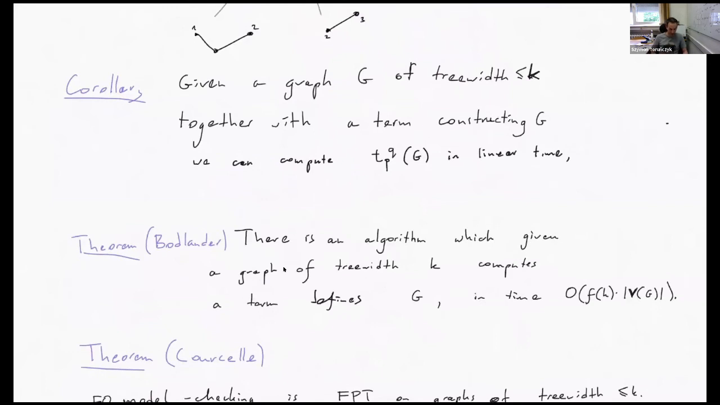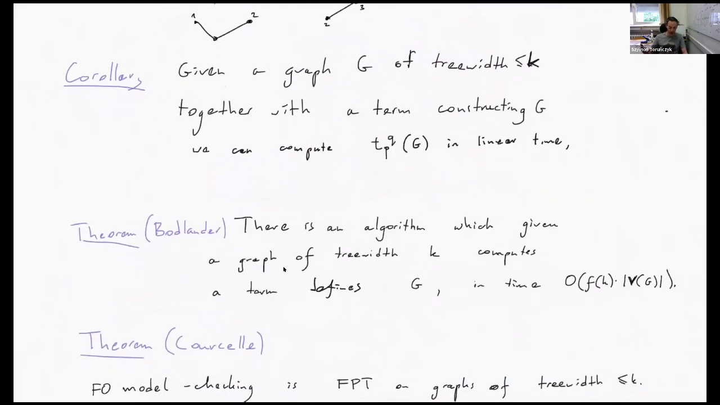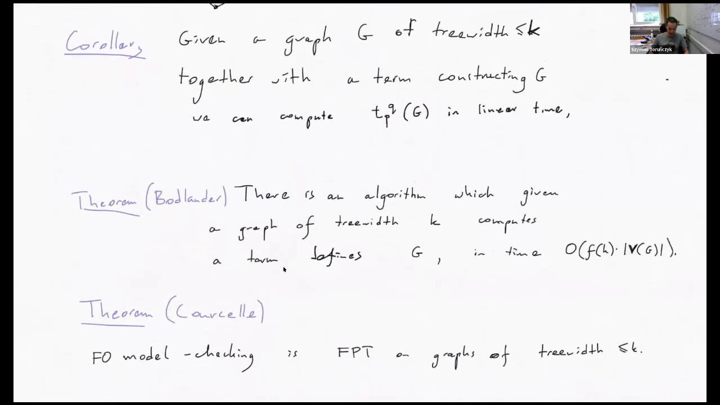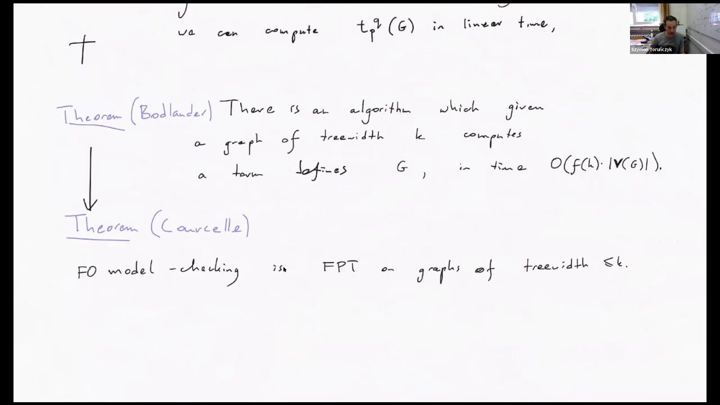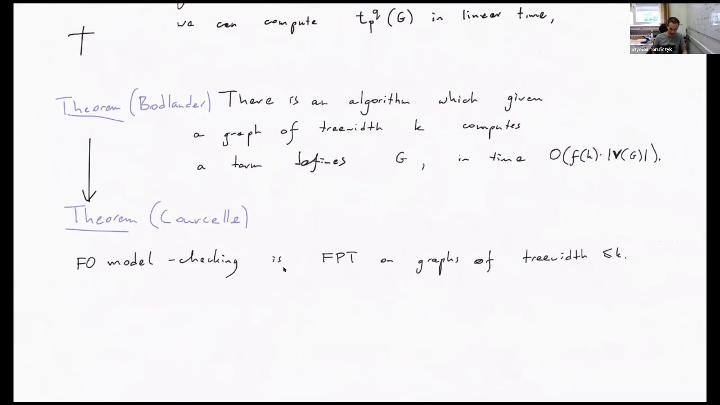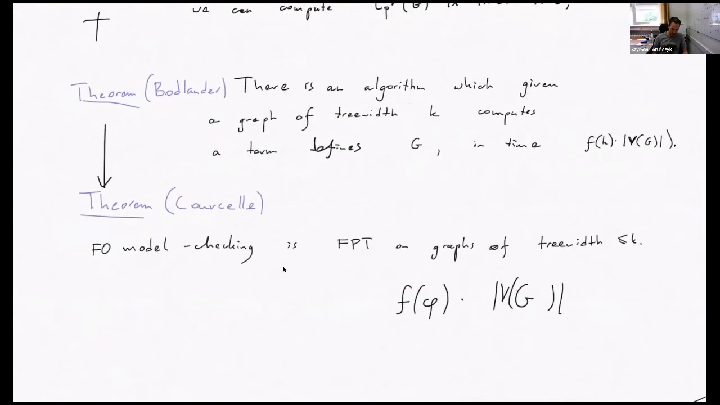This ingredient is given by Bodlaender's theorem, which says that there is an algorithm which, given a graph G of tree width at most k, computes a term which defines this graph G in linear time. So by composing this corollary with this theorem, we get the theorem of Courcelle, which says that model checking first order logic is fixed parameter tractable on graphs of tree width at most k. In fact, it's some function of the formula and linear in the size of the graph G. So this is Courcelle's theorem.